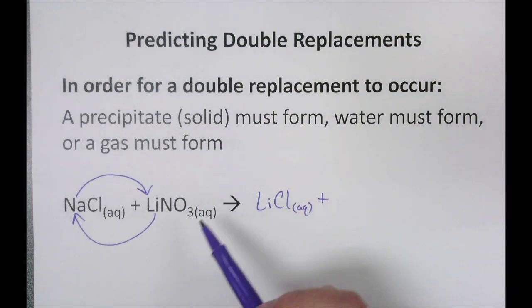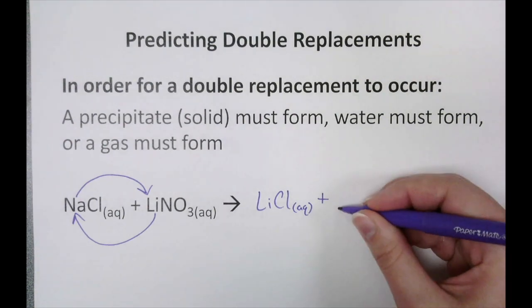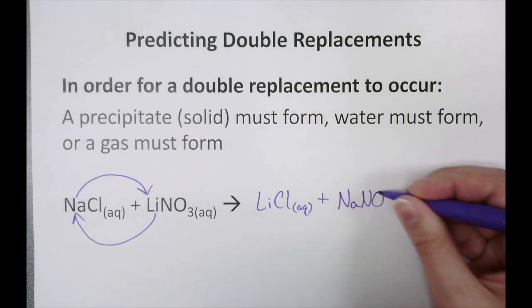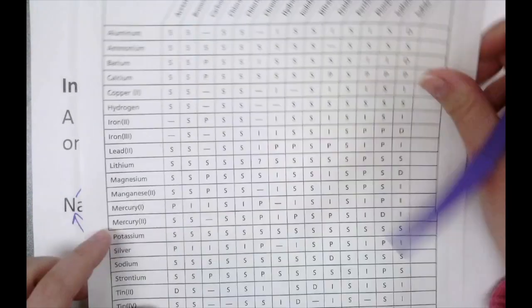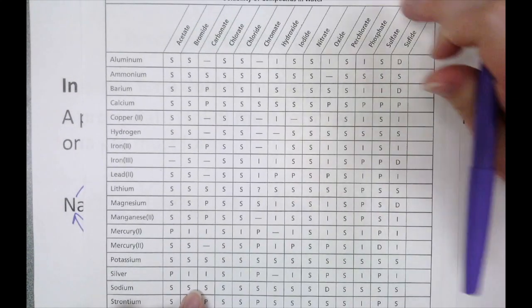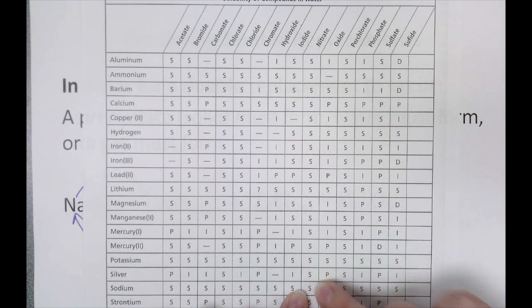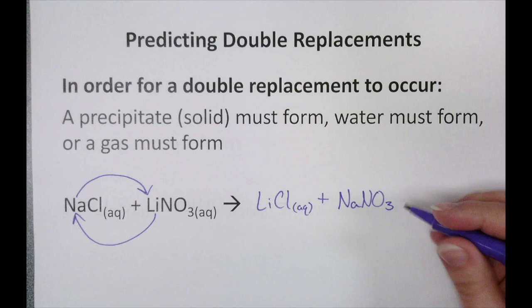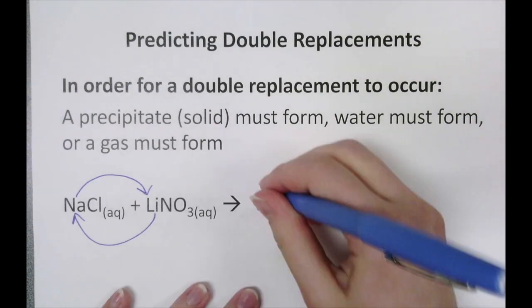So then our other product would be sodium combining with nitrate, so that'd form sodium nitrate. And now I need to do the same thing with my solubility chart to determine if this is going to be solid or aqueous. So I'd find sodium, and then at the top I'd find nitrate. This is also going to be soluble, meaning it would be aqueous.